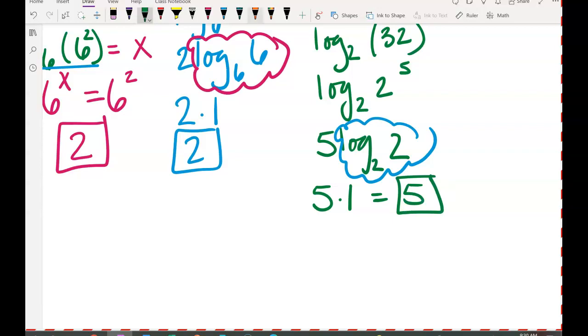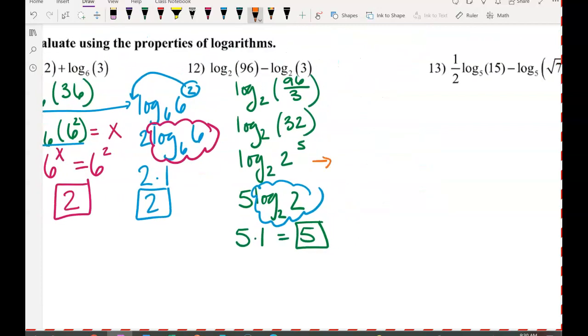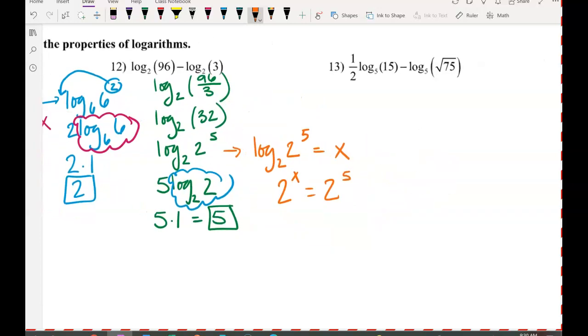Now, technically, just like last night's homework, could we have gone about this by letting this equal to x? Yes or no? Can it be x like that? If that's x, can we rewrite it 2 to the x equals 2 to the 5th? And guess what? The answer will still be the same. Yep. Oh my, square root, there's a power. What's going on?